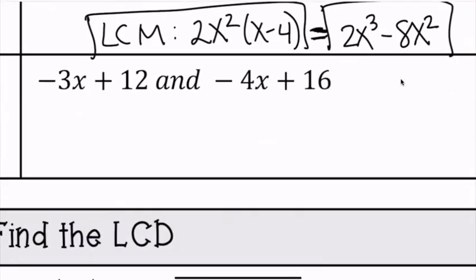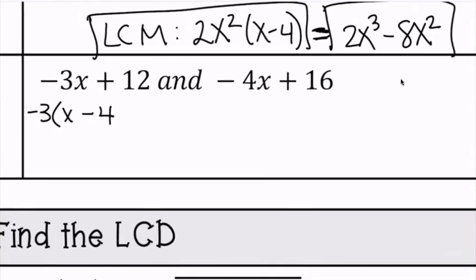And then here is our last one. This one, we have two binomials. So we're hoping to find a common binomial when we simplify. We're going to take out our greatest common factor first. So here I have a negative 3x plus 12. I can take out a negative 3. If I divide that, I get x minus 4. And then for this one, I have 4 and 16. I can divide out a 4, and I would get x minus 4.